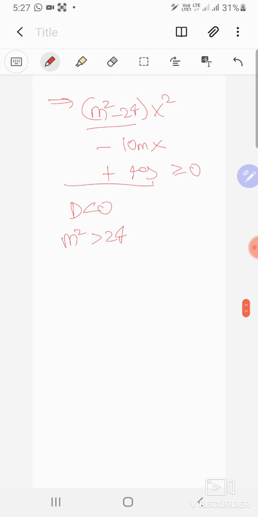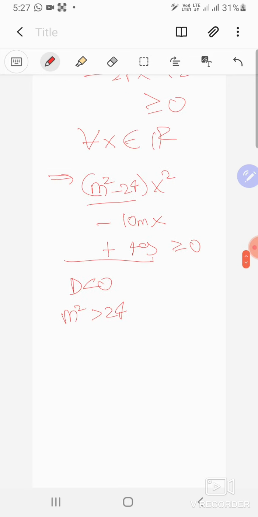Okay, so m squared is greater than 24. You want the discriminant to be less than 0. So you want 100 m squared minus 4 into that stuff. Okay, so minus 4 into 49 is 196. It's like minus 196 m squared. Oh wow, that's not nice.